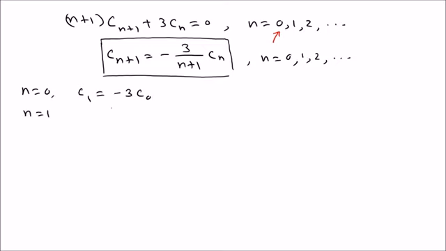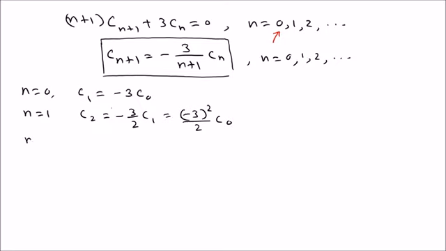Now we're going to plug in n equals 1. If you plug in n equals 1, you're going to get c2 is minus 3 halves c1. But we already know what c1 is. So let's plug in the c1 value. When you plug in the c1 value, you get negative 3 multiplied by another negative 3. That means negative 3 squared. We leave it like that. And in the bottom, you get 2 c naught. So that's what you get for the second coefficient.